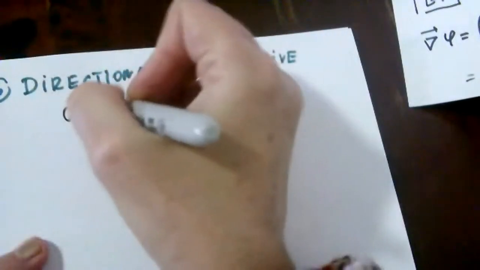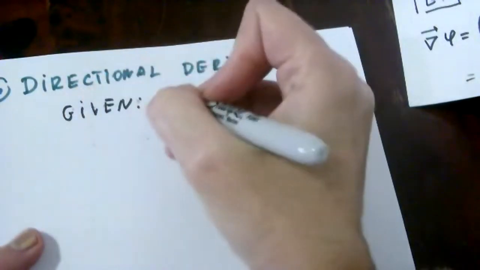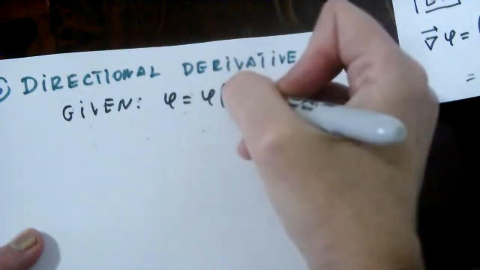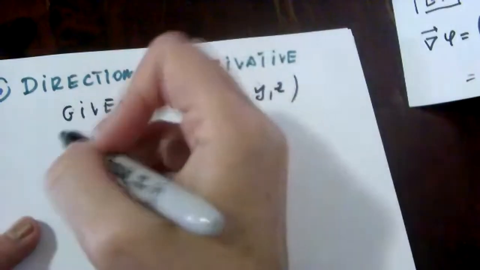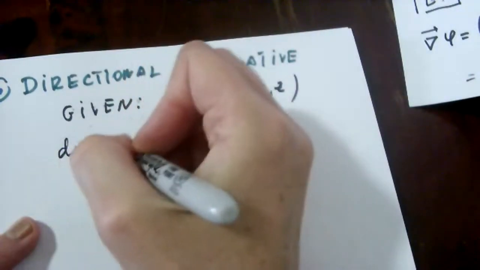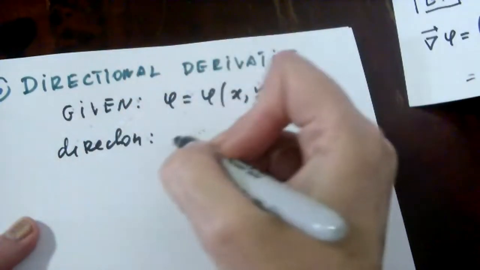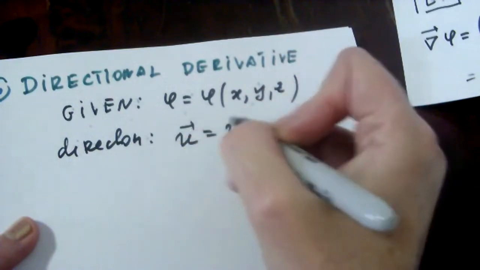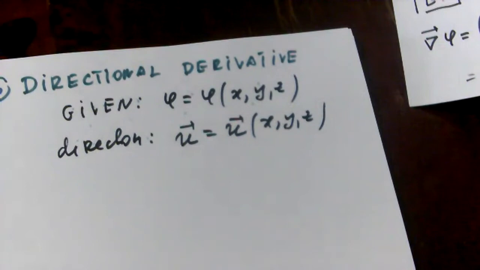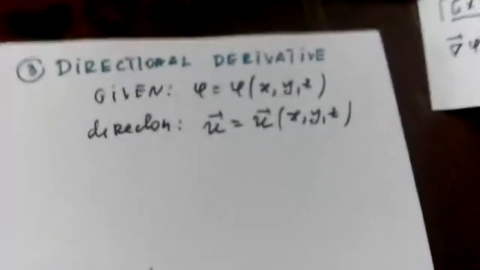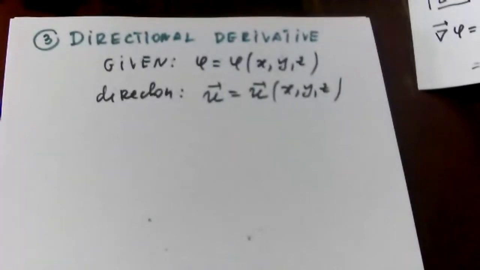So you're given a scalar field as usual, phi, dependent on the coordinates of the point. And this time you're also given a direction, which is given by some vector y, with these components. How can you calculate? No, it's better to discuss the meaning of this concept. You know what? The idea is very simple.